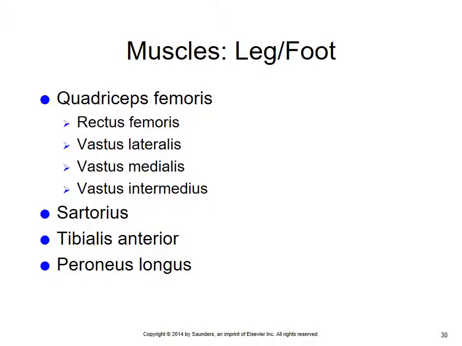The sartorius allows the legs to rotate into position so that a person can sit cross-legged. The tibialis anterior causes dorsiflexion and inversion of the foot. The peroneus longus everts the foot, supports the arch, and assists in plantar flexion.